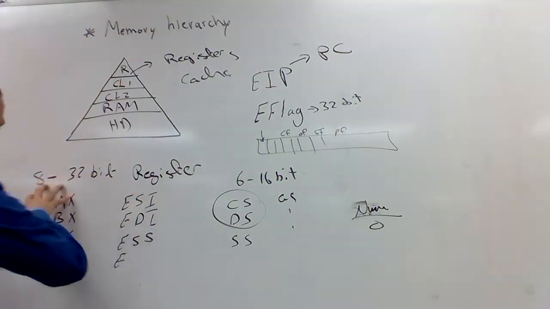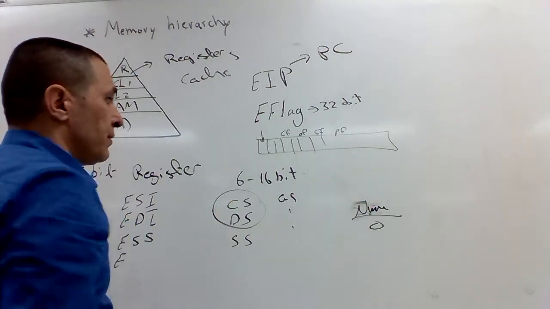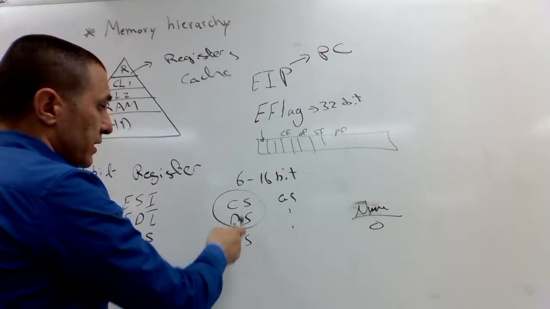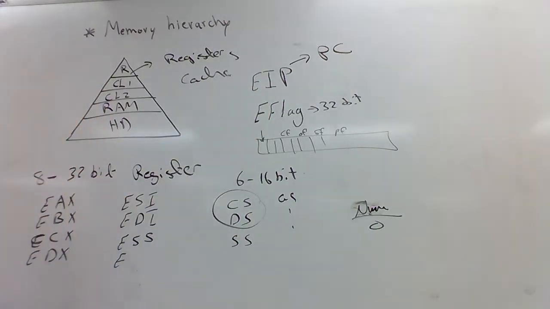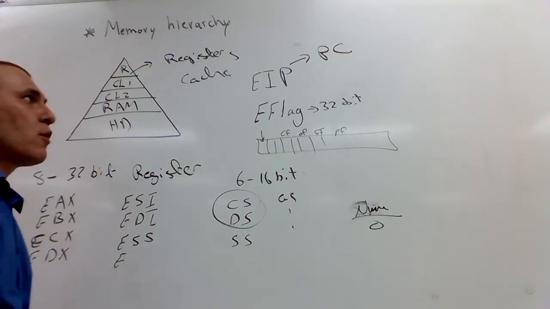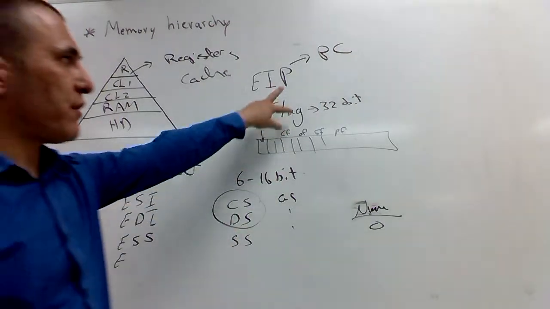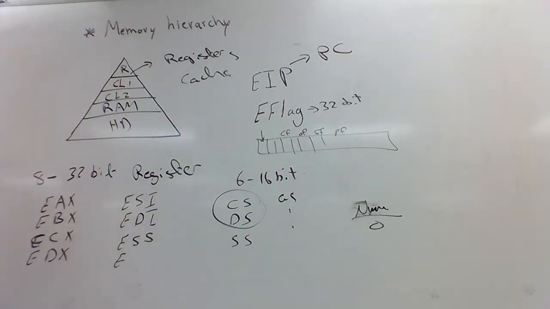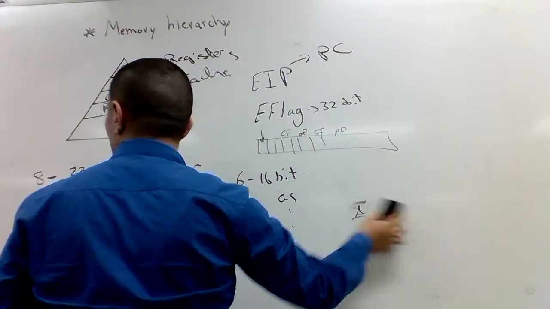So I have eight 32-bit registers, EAX, EBX. You have to know this for the programming part. Then I have six 16-bit registers, CS, DS, and I have two registers, EIP, extended instruction pointer, which holds the address of the next instruction, and the EFLAGS, and both of them are 32-bit. So a total of ten 32-bit registers and six 16-bit registers. Total of 16 registers.